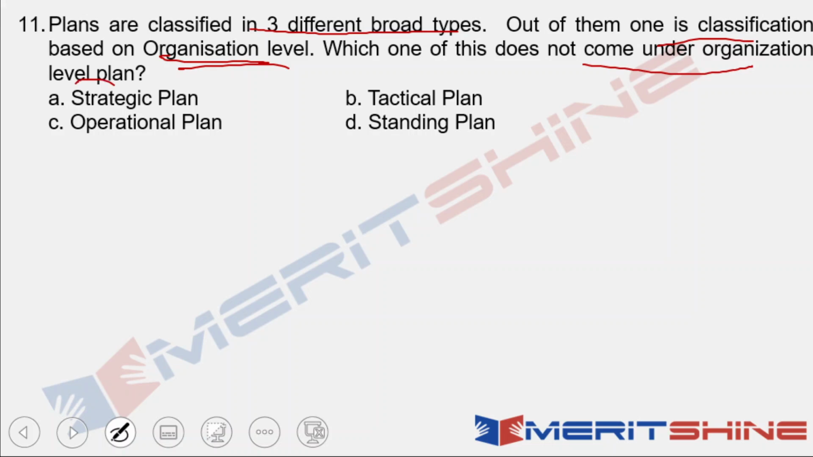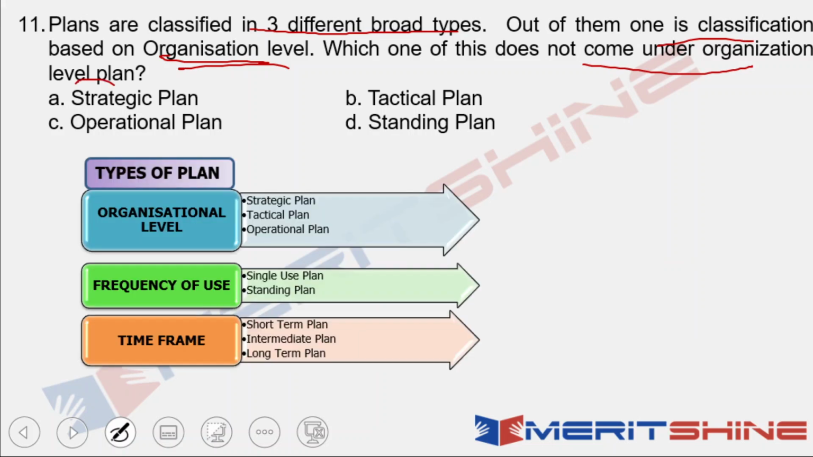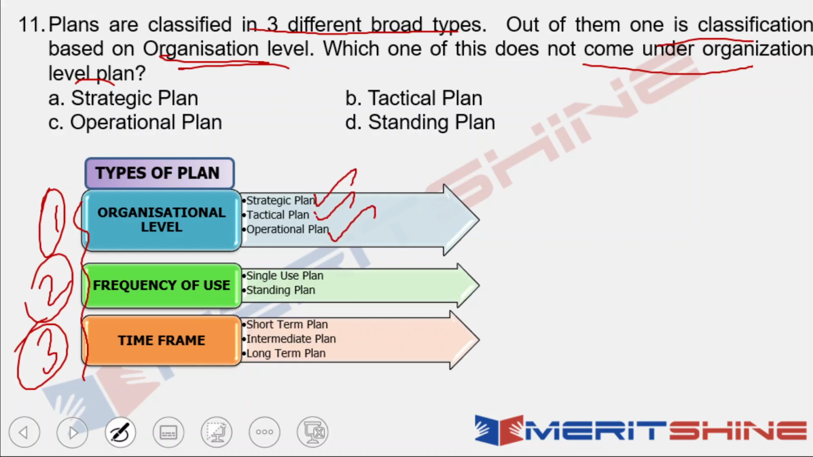So let me show you the basics of plan first. These are the types of plan: organizational level, frequency of use, and time frame, right? So these are the 3 broad categories in which plans can be categorized. In organization level, you have strategic plan, tactical plan, and operational plan. Think of it like this: strategic is the top level plan, tactical is the middle level plan, and operational is the lowest level plan.